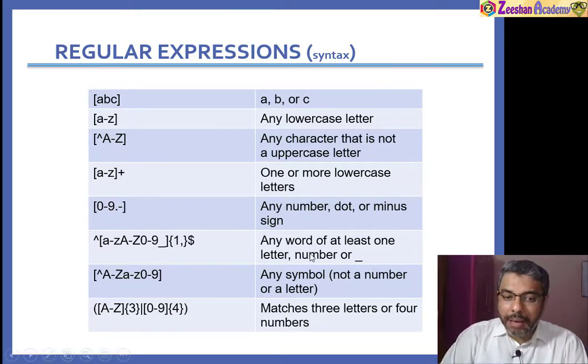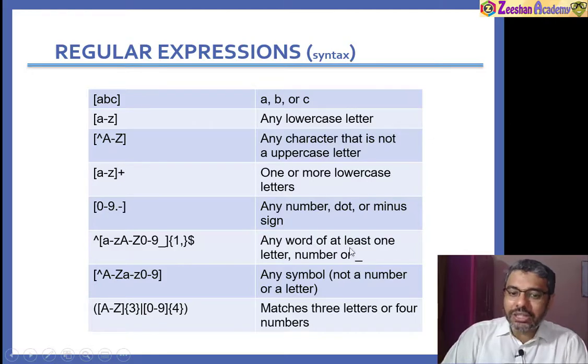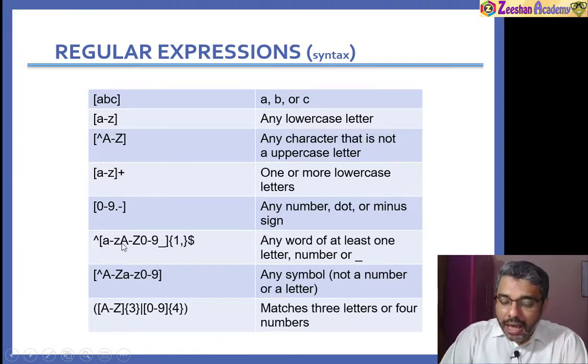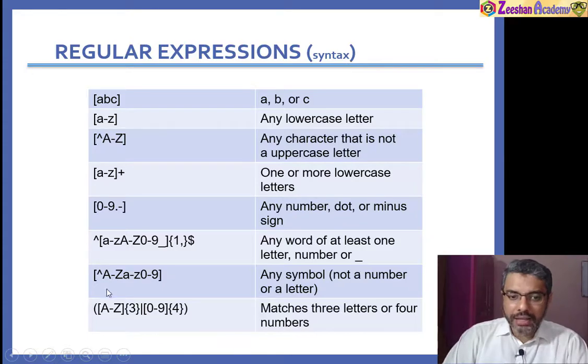So for example, not operator, a to z, capital A to Z, 0 to 9, underscore, brackets, 1, comma, brackets, dollar sign. Any word of at least one letter, number or an underscore. So it basically means that it must have any one of these things: a to z small, A to Z capital, number and an underscore. This is used for passwords more commonly. And expressions get complex in different forms as well.